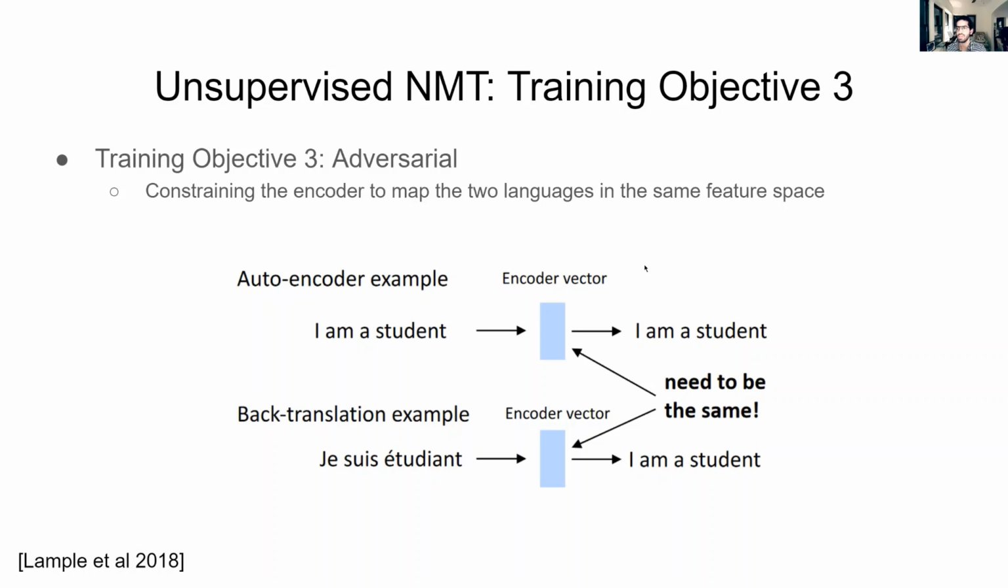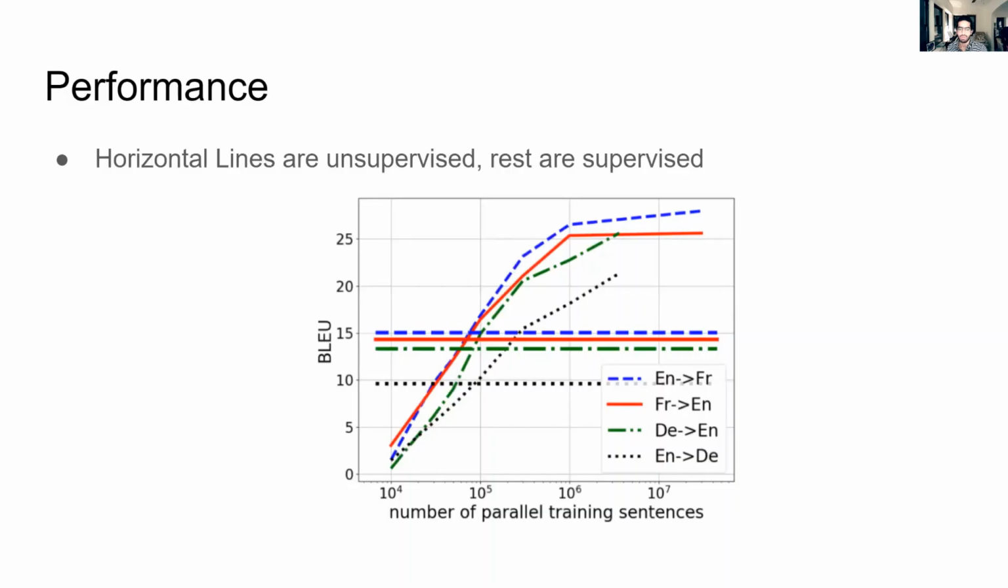So now you have three training objectives: denoising autoencoding for fluency, cross-lingual training using back translation, and then you want to have the encoder vectors together. So you have another objective, adversarial. It's noteworthy that the third objective is not used in all the papers, but it was introduced by this Lample et al. paper in 2018. So let's look at some results.